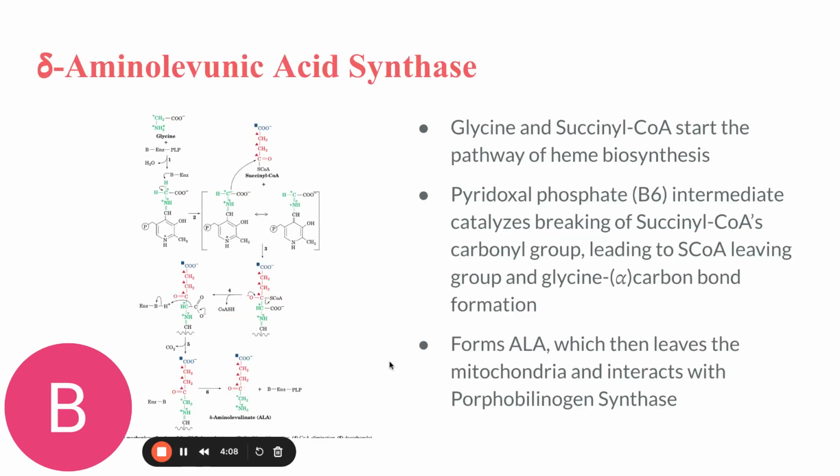The actual pathway of heme biosynthesis: glycine and succinyl-CoA start the pathway. A pyridoxal phosphate, vitamin B6 intermediate, catalyzes breaking of succinyl-CoA's carbonyl group, leading to succinyl-CoA leaving and a glycine alpha carbon bond formation. This forms ALA, which is here at the bottom of the slide, which then leaves the mitochondria and interacts with porphobilinogen synthase.